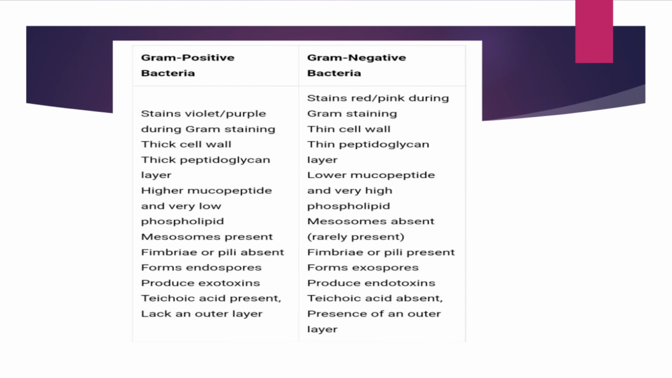Here we can compare gram positive and gram negative bacteria. Violet or purple, red or pink during the gram stain. Thick cell wall, thin cell wall. Thick peptidoglycan, thin peptidoglycan. Higher mucopeptide, lower mucopeptide. Low phospholipid, high phospholipid. Mesosome present, mesosome absent or rarely present. Fimbriae or pili absent, fimbriae or pili present. Form endospore, do not form endospore. Produce exotoxin, produce endotoxin. Teichoic acid present, teichoic acid absent. Lack of outer layer, presence of outer layer.